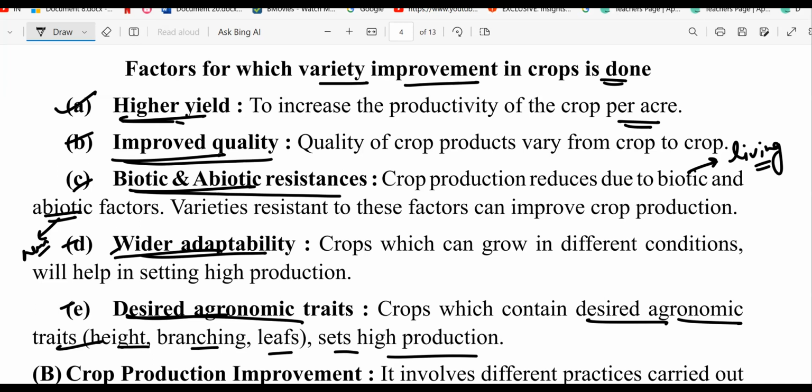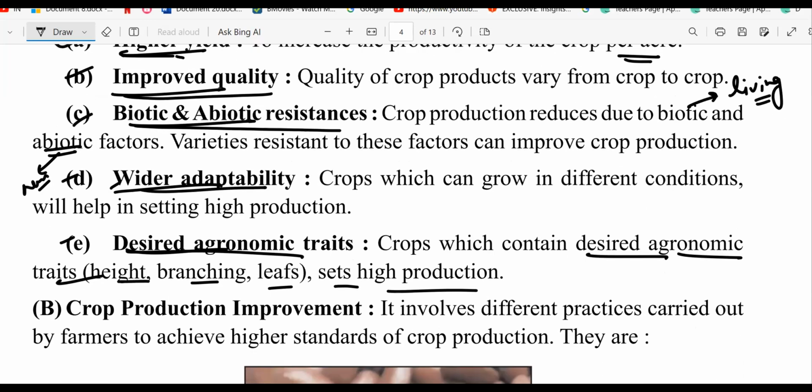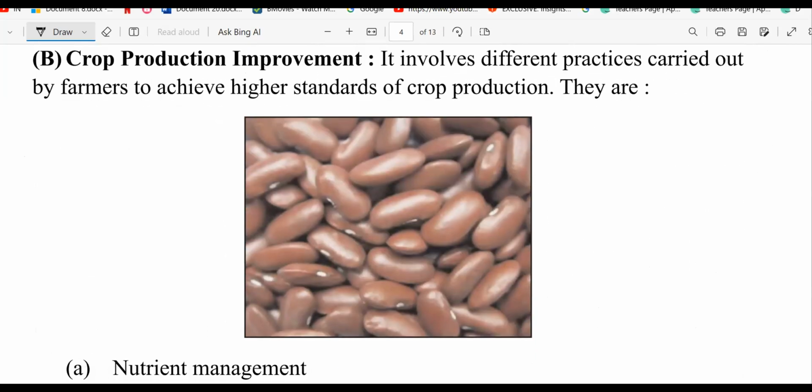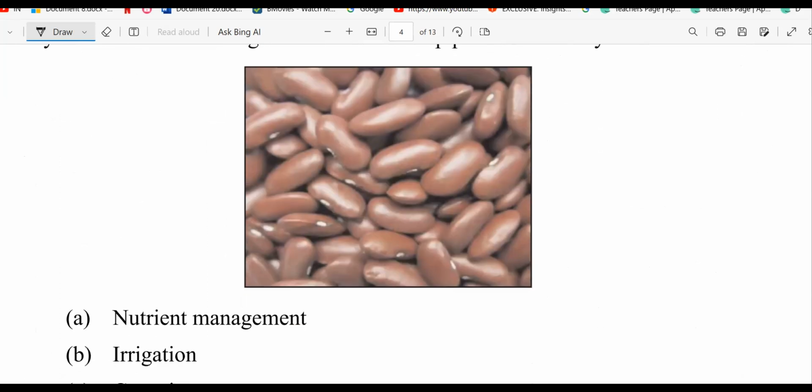Next one is crop production improvement. The next one is crop production that we have discussed. Crop production improvement involves different practices carried out by farmers to achieve a higher standard of crop production. How can we improve the production of the crop? We can improve the production of crop by using different methods.